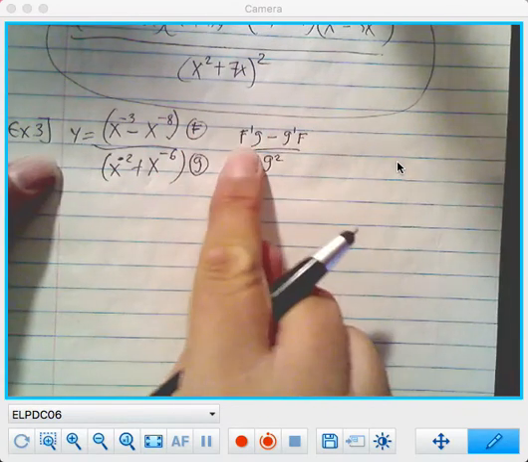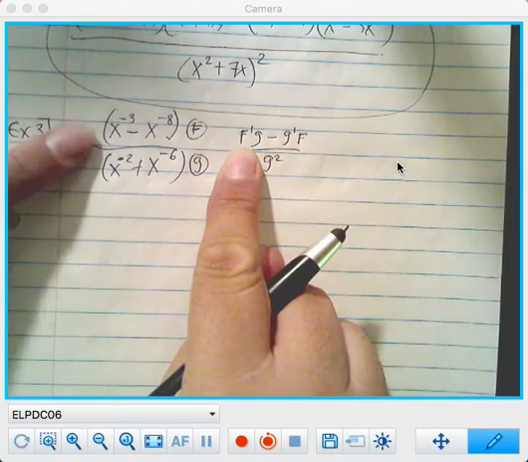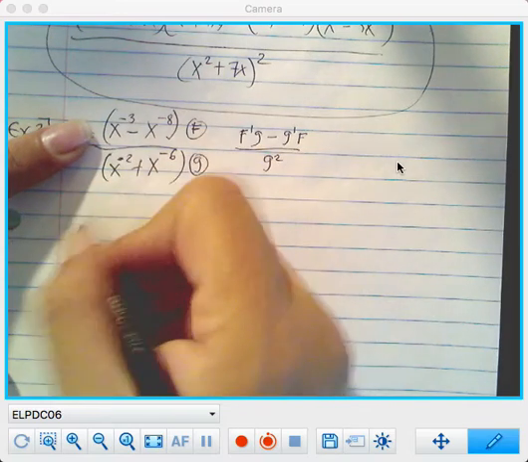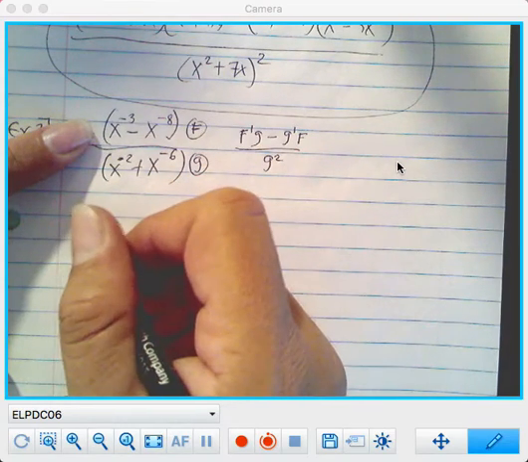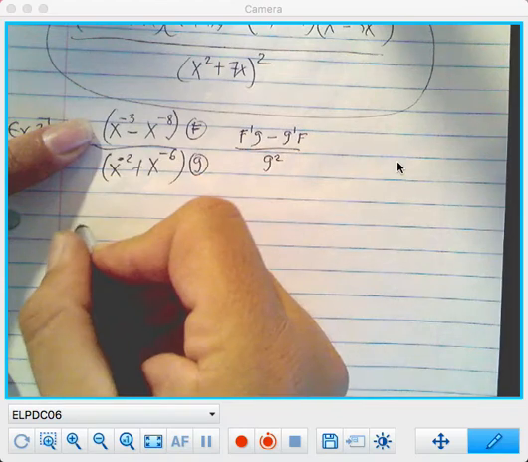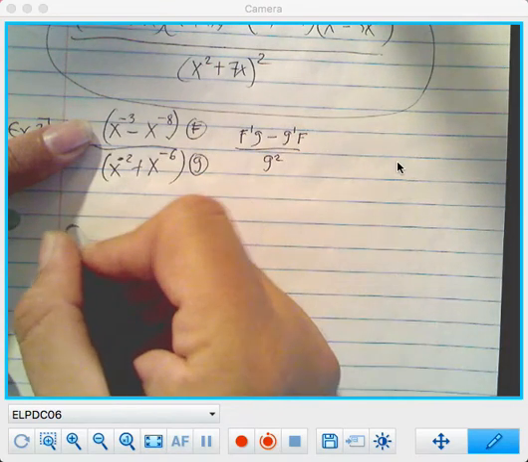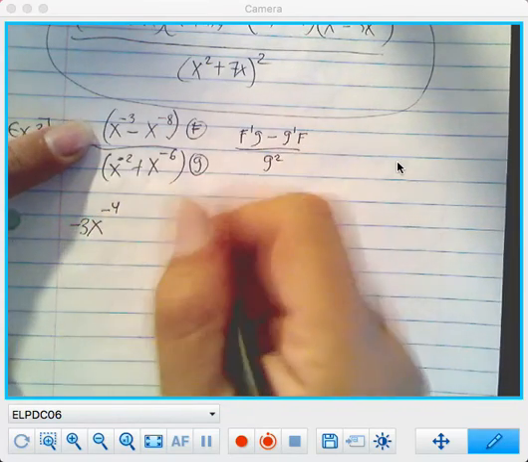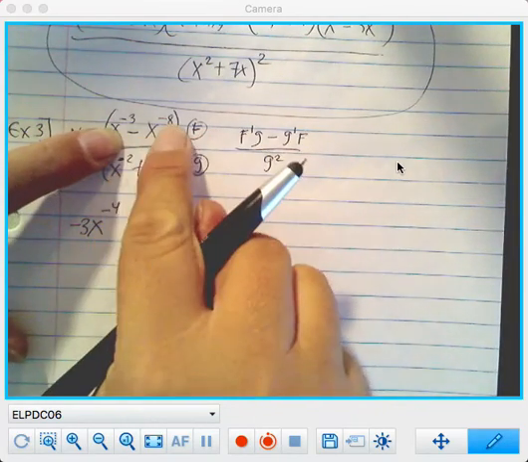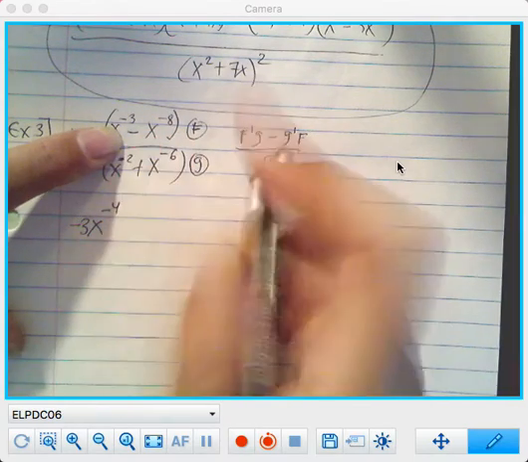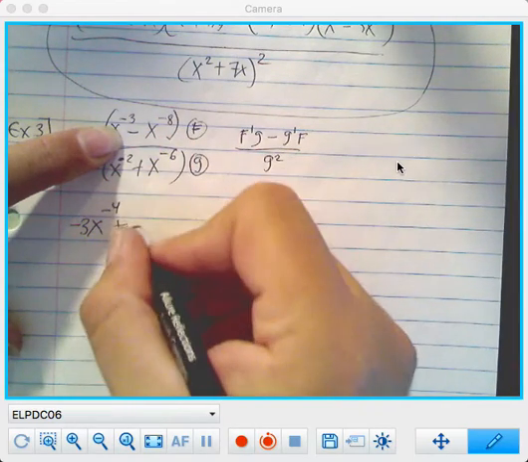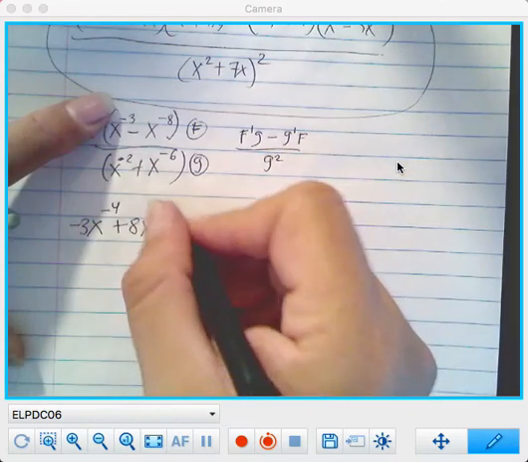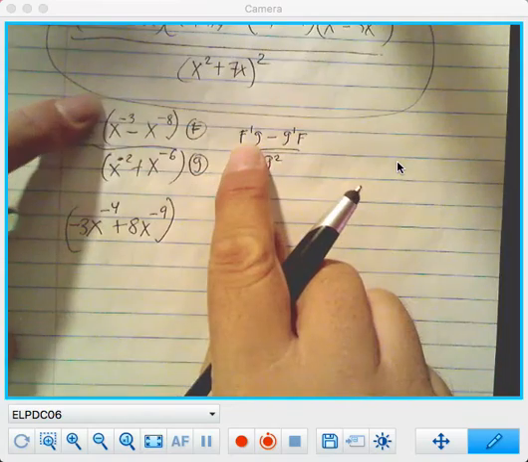What is the first thing? Take the derivative of the top. Be careful with the signs. The derivative of x to the minus 3 would be negative 3x, and then subtract 1 is negative 4. I have a minus, but when I bring down this negative 8, it's going to be plus 8x to the minus 9. Subtract 1, right? That's f prime.